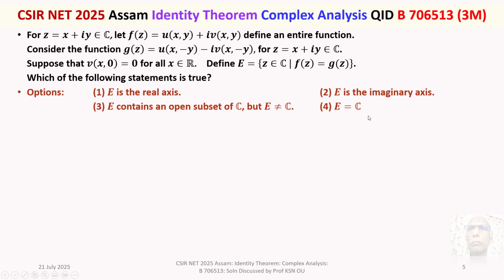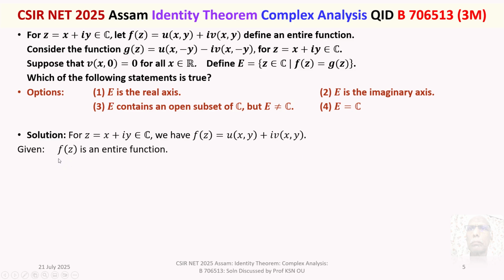Let's now discuss the solution of the problem in detail. For z = x + iy belongs to C, we have the function f(z) = u(x,y) + iv(x,y). Given f(z) is an entire function, that is, it is analytic on the whole of the complex plane. Given g(z) = u(x,-y) - iv(x,-y), where z = x + iy belongs to C.